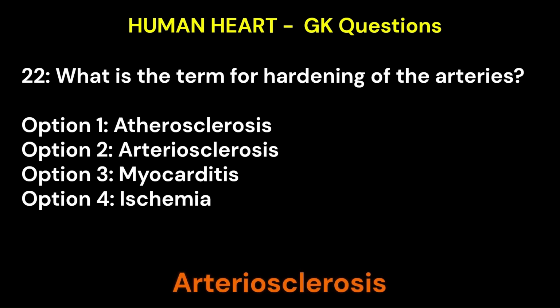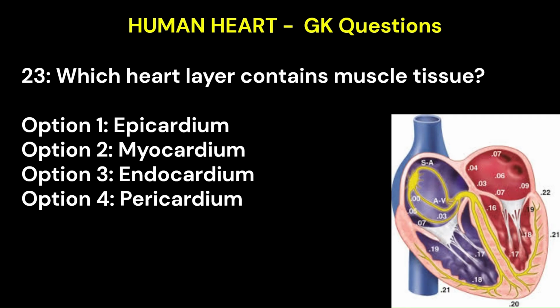Arteriosclerosis refers to arterial thickening and stiffening. Atherosclerosis, a subtype, involves plaque buildup. Both impair blood flow.